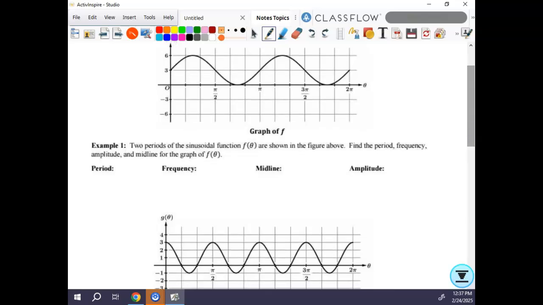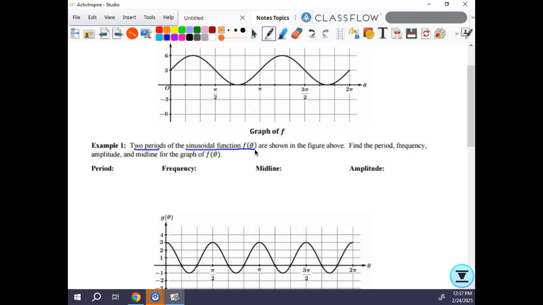So they have given us a graph, and it tells me that 2 periods of the sinusoidal function f of theta are shown. Just because it says sinusoidal doesn't mean you have to think about it as sine. We could think about it as sine or cosine. We're going to find the period, frequency, midline, and amplitude.